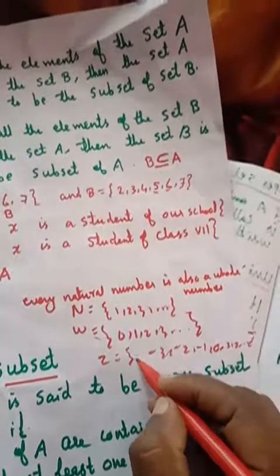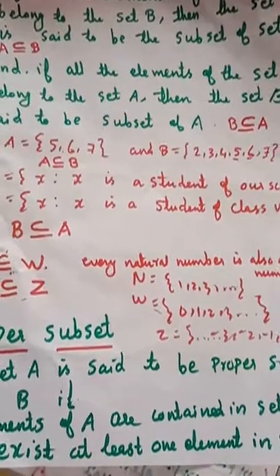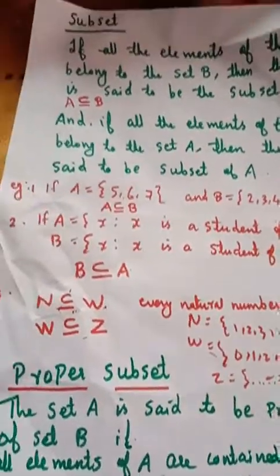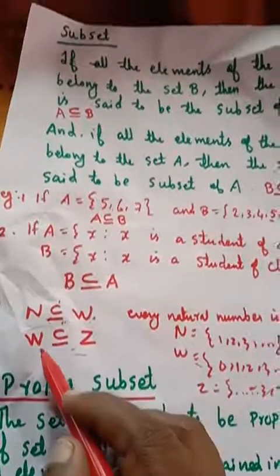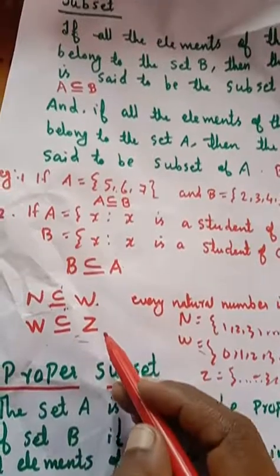Okay, here also etc. So Z means minus 3, minus 2, minus 1. All the negative numbers are there. Then 0 is there. Then 1, 2, 3, etc. are there. W means 0, 1, 2, 3, etc. So this W is a subset of integers.